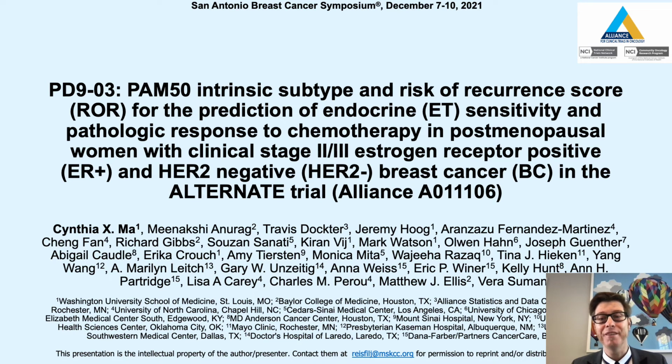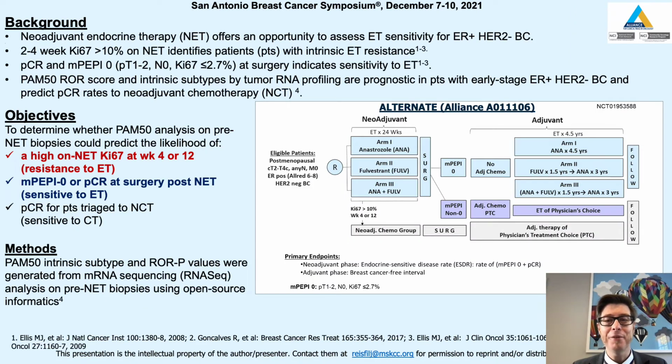In the second poster, the authors investigated PAM50 subtyping and ROR for the prediction of endocrine therapy sensitivity and pathologic complete response to chemotherapy in postmenopausal patients with estrogen receptor positive breast cancers included in the ALTERNATE trial. And the premise of this study is really appealing, in that neoadjuvant endocrine therapy gives us a unique opportunity to derive novel biological insights and devise new biomarkers for endocrine therapy sensitivity and resistance.